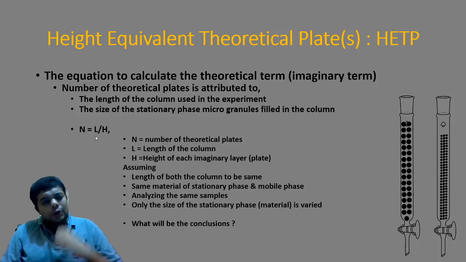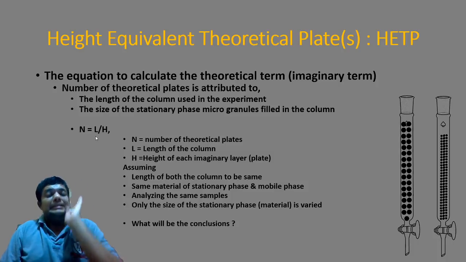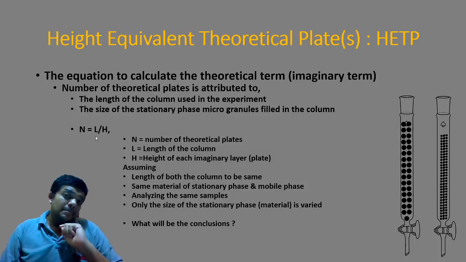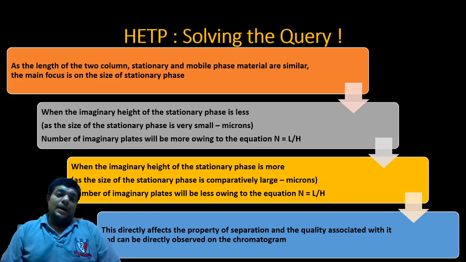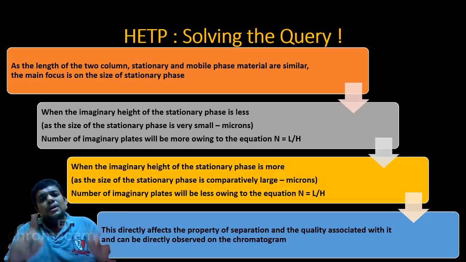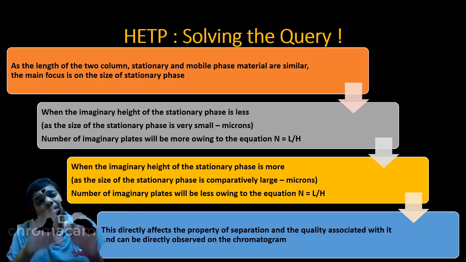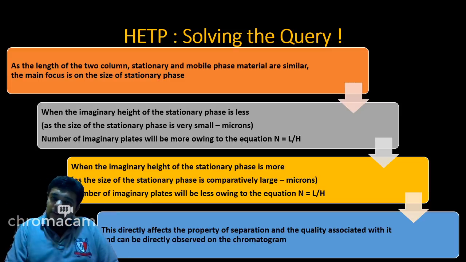Conclusion: I have already taught you that between the two columns, the column having the smallest stationary phase will have the best results. Let us go once again step by step, especially for my students of the BSc and MSc program. HETP, solving the query. As the length of the two columns and the stationary phase and mobile phase material are similar, our main focus is only on the size of the stationary phase.